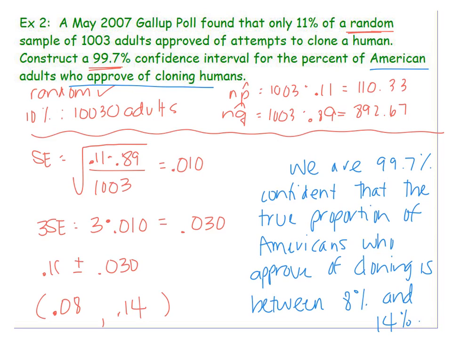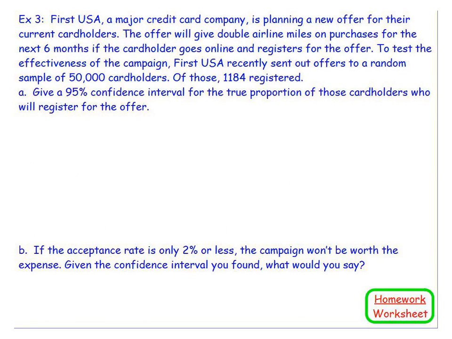Okay, so let's look at one last example and then we are done. First USA, a major credit card company, is planning a new offer for their current cardholders. The offer will give double miles on purchases for the next 6 months if the cardholder goes online and registers for the offer. To test the effectiveness of the campaign, First USA recently sent out offers to a random sample of 50,000 cardholders. Of those, 1,184 registered, giving a 95% confidence interval for the true proportion of those cardholders.